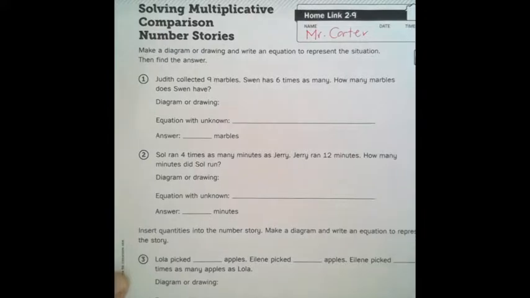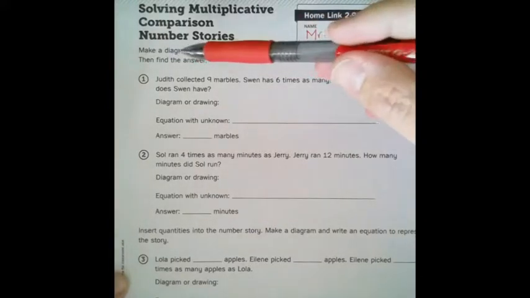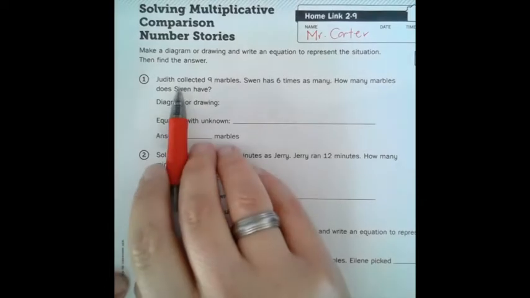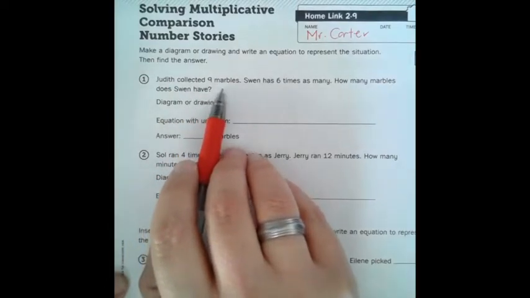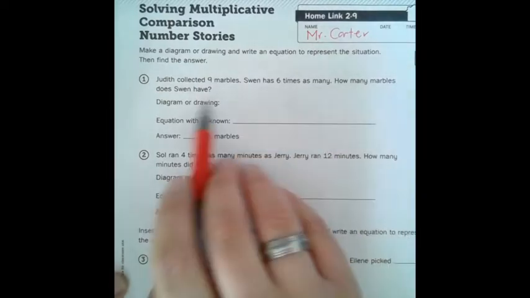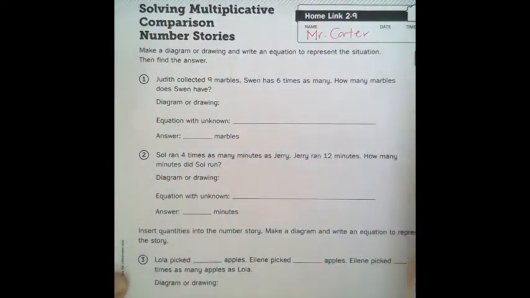And let's begin. Alright, so they're asking you to make a diagram or drawing and then write an equation to represent the situation. Then find your answer. So let's take a look. So we're starting here with Judith collected 9 marbles. Swen has 6 times as many. How many marbles does Swen have?